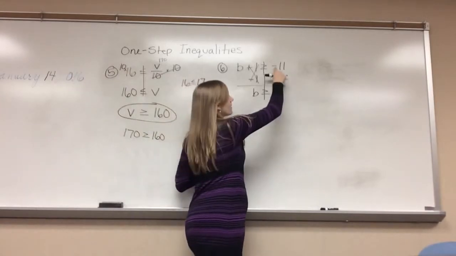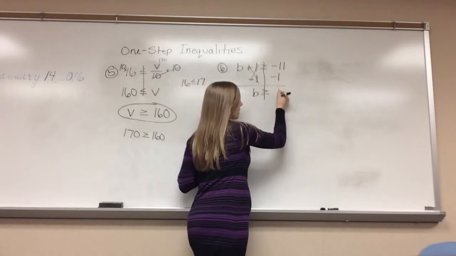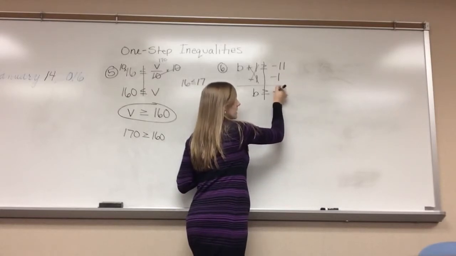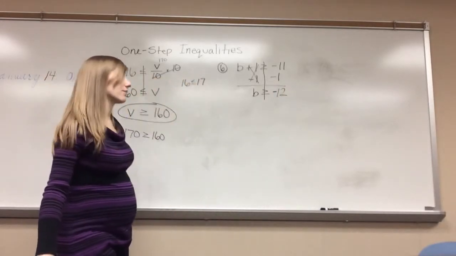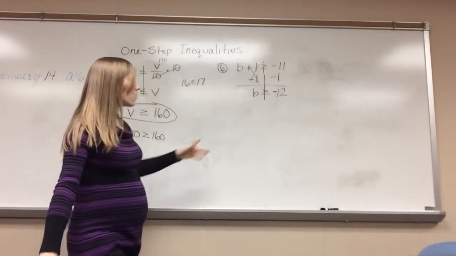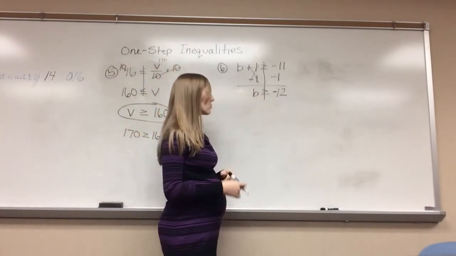So, negative 11, negative 1, I'm going to add those together because the signs are the same. I get 12, and it will be a negative 12 because you keep the sign of the bigger number. So now, my inequality is telling me that b is supposed to be greater than or equal to negative 12.